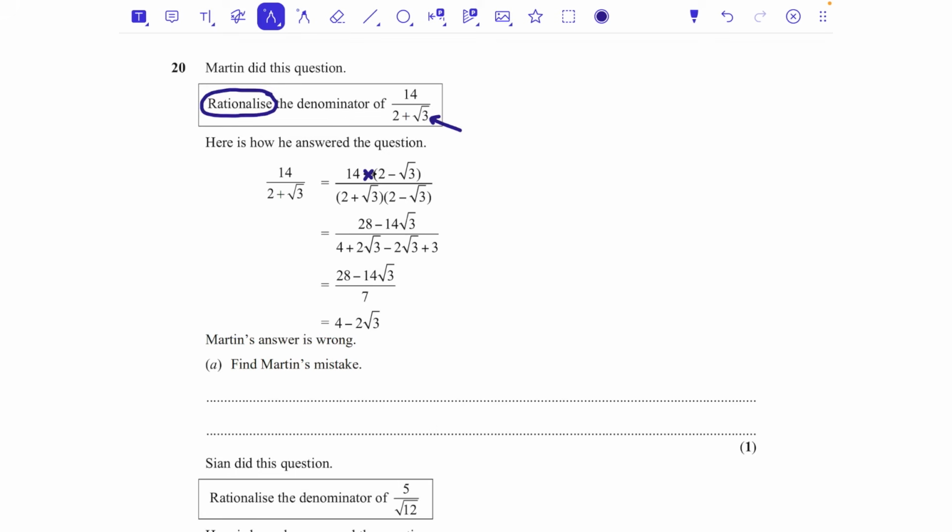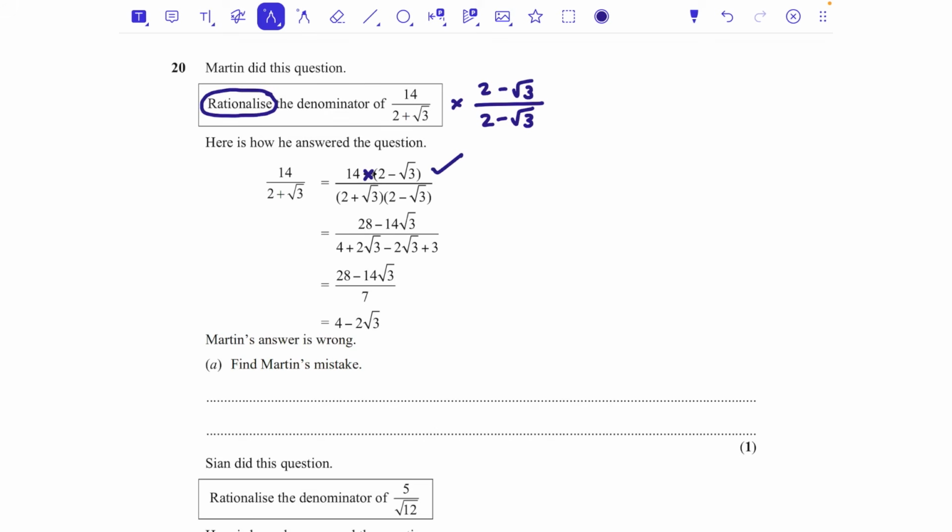But that doesn't work here, because if I times the bottom by root 3, yeah, the root 3 times root 3 would become root 9, which is 3, and would go, but you'd have to do 2 lots of root 3, and so you'd still end up with a root on the bottom, so that's no good. If you have 2 terms on the bottom, you multiply by the same thing, but the opposite sign, and that's called the conjugate. So if you've got 2 add root 3 on the bottom, you would times by 2 minus root 3. And it looks like he's done that.